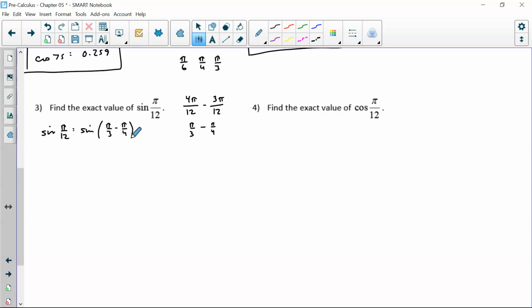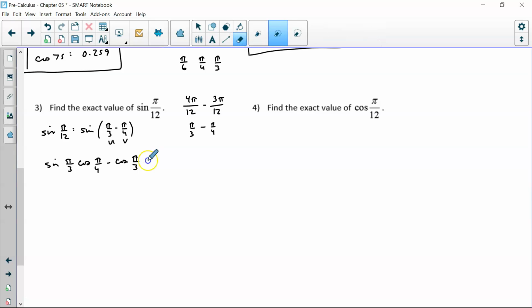Now we're going to go back to the top of the page for the sine of u minus v. U is pi over 3 and v is pi over 4. So it's the sine of pi over 3 cosine of pi over 4 minus the cosine of pi over 3 and the sine of pi over 4. I got that right from above in that sum and difference formula.